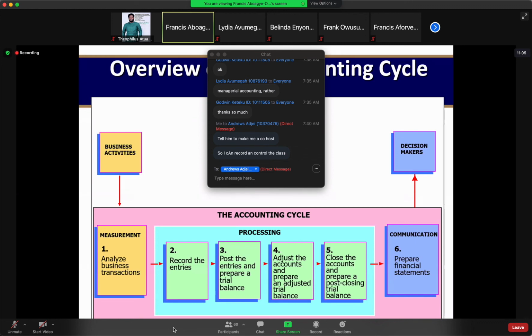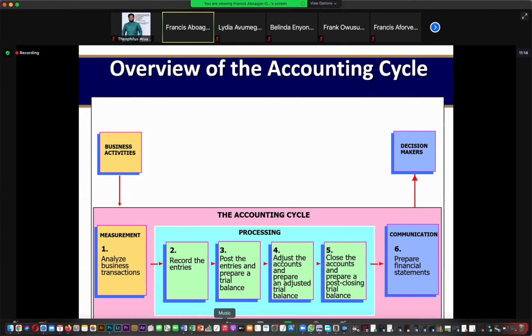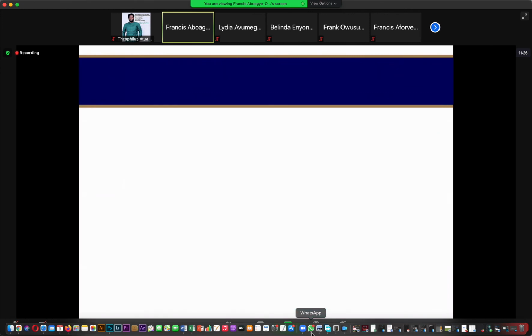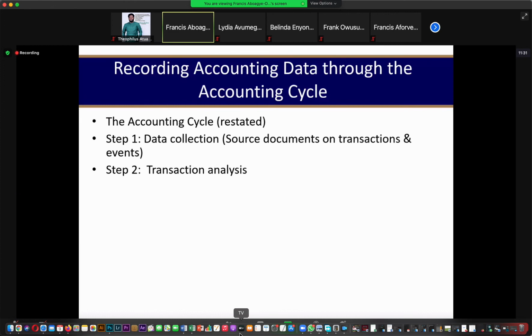Holders of resources, and business activities. Now, so what accounting does is to collect data, analyze it, and generate financial information, which is communicated to the users for them to make an informed decision. Now, so if you look at it, when a transaction happens, there's data collection.